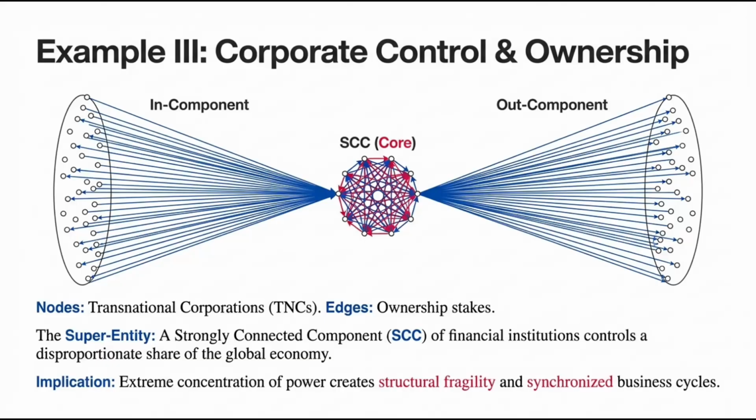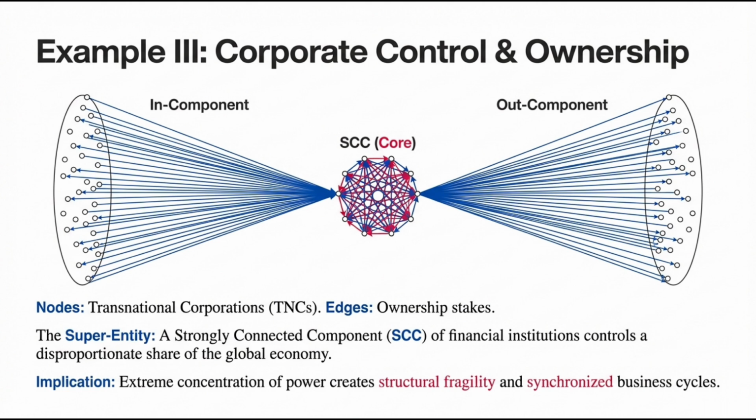Our third major example is corporate control and ownership networks. Here, the nodes are transnational corporations, or TNCs, and the edges represent ownership stakes. This means the network is about power and control rather than lending or correlation. The visual shows a very interesting structure with an in component on the left, an out component on the right, and a strongly connected component, or SCC, in the center. The center is labeled as the core, and the slide calls it a super entity.